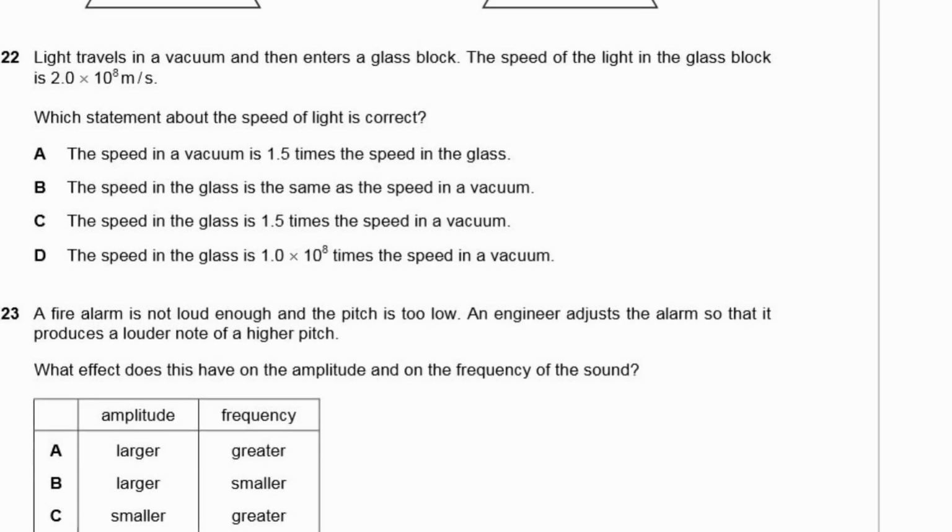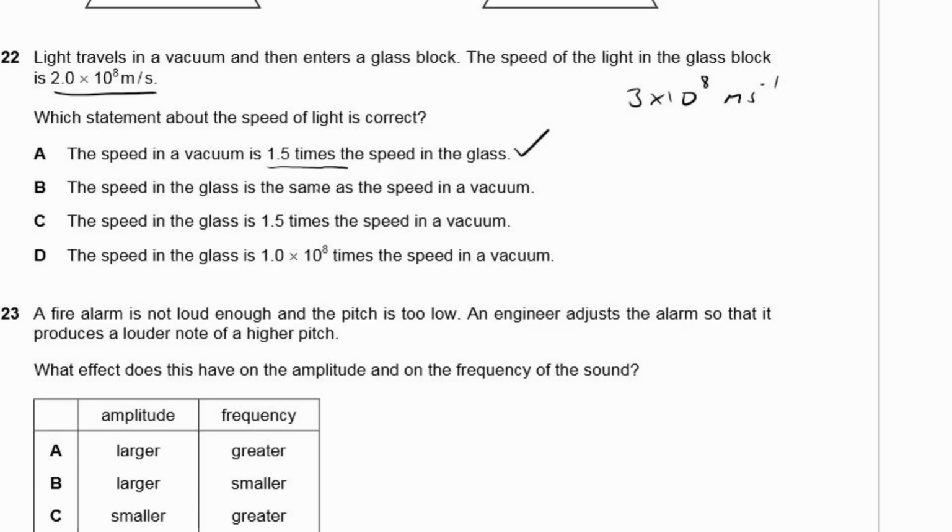There we go. 22. Light travels in a vacuum and then enters a glass block. The speed of light in the glass block is 2 times 10 to the 8 meters per second. Which statement about the speed of light is correct? The speed in a vacuum is 1.5 times the speed in the glass. Let's see. Speed of light in a vacuum is 3 times 10 to the 8 meters per second. If I divide that by the 2 times 10 to the 8 it's travelling at, that is 1.5. So that's correct. Look at the other options.